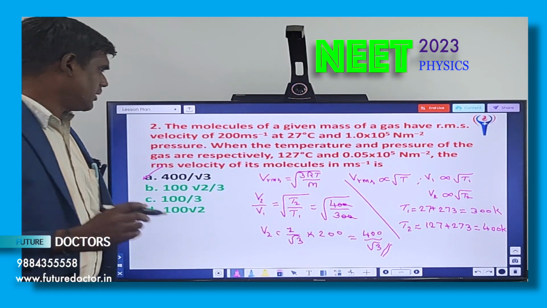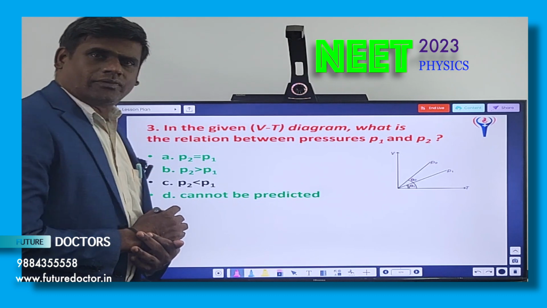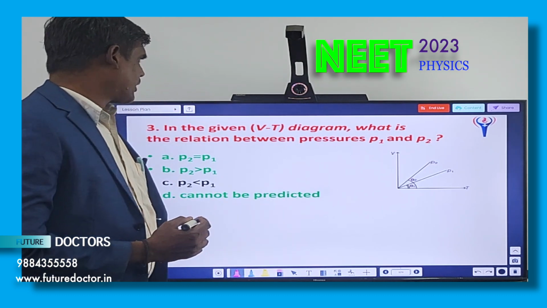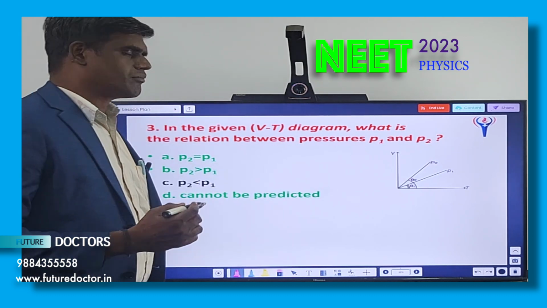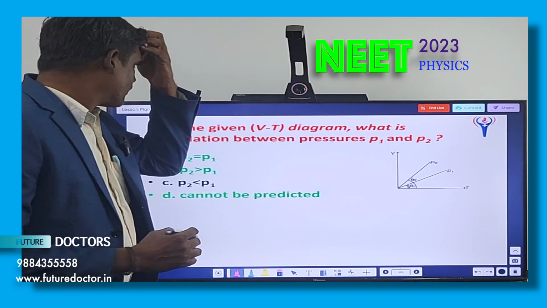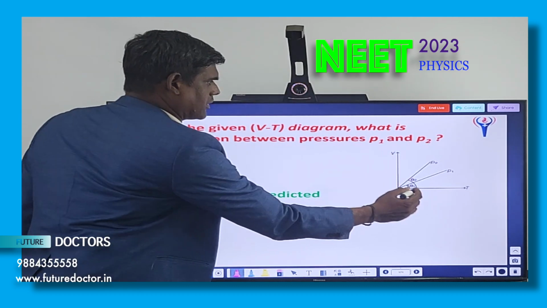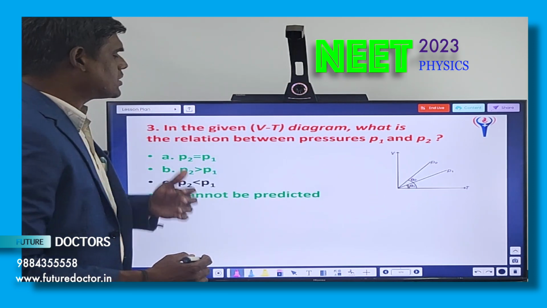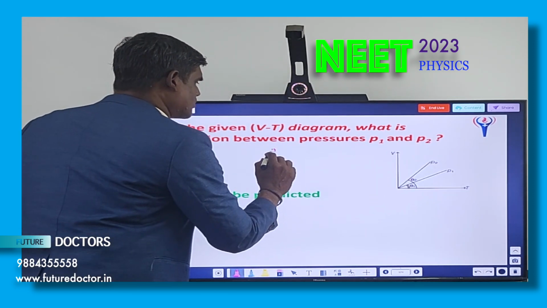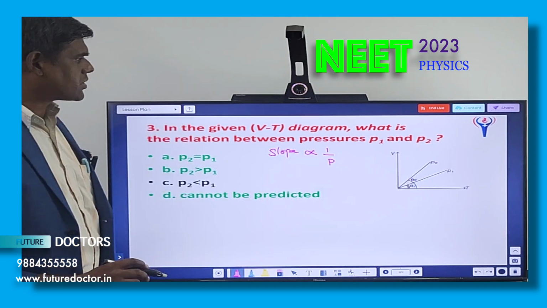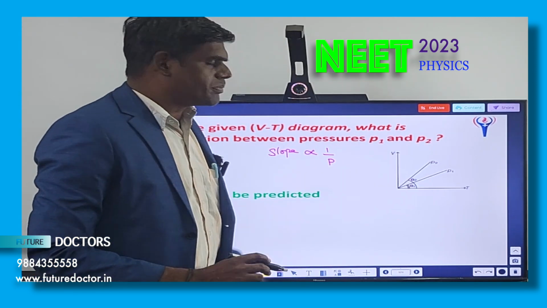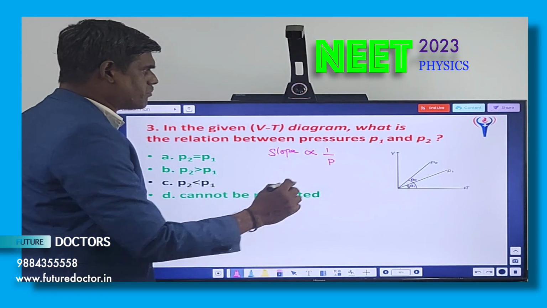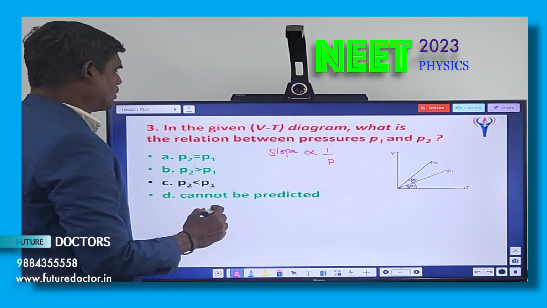Let's move to question number 3. In the given VT diagram, VT means volume temperature diagram, what is the relation between pressure P1 and pressure P2? V versus T. Pressure P1 and P2. Your relationship is slope is inversely proportional to pressure. Pressures are given P1, P2. Slope of P2 is greater. Slope of P2 is greater than P1.